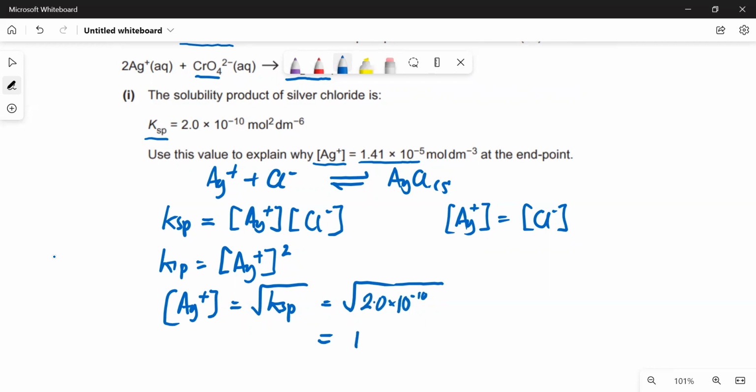And that is equal to 1.41 times 10 to the minus 5 moles per decimeter cubed, which is what we set out to show in the first place. Okay.